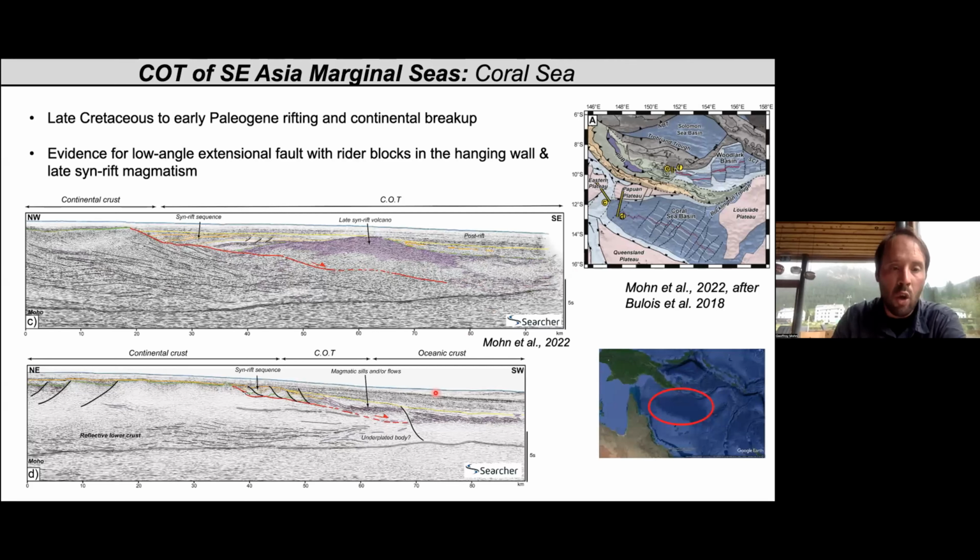Same for this one that has been published by Sapin et al. 2021, where we see a low-angle detachment fault, some rider blocks, and here we see evidence of magmatic sills, and strong reflectivity in the crust that has been interpreted as an underplated body, likely during the rifting, and then the oceanic lithosphere. So again, the same interaction between extensional deformation, late syn-rift magmatism, and a sharp transition in space and time between continental basement and oceanic crust.